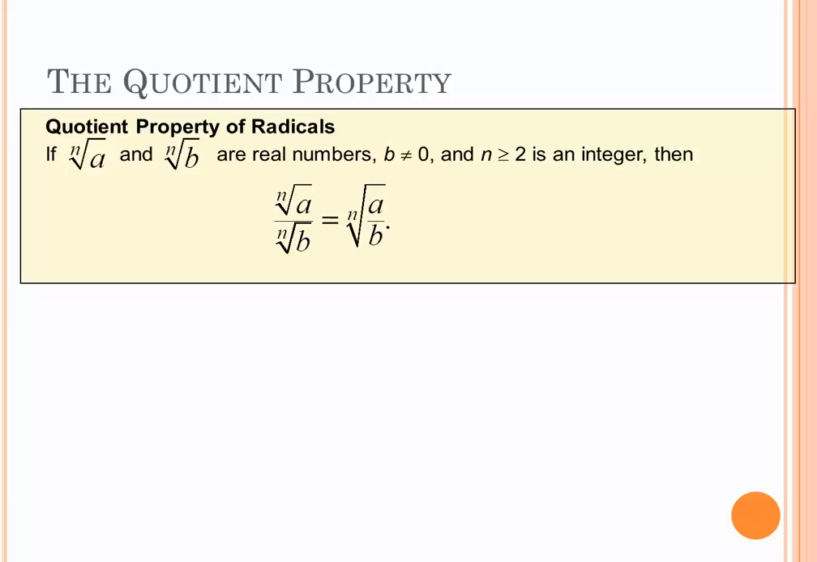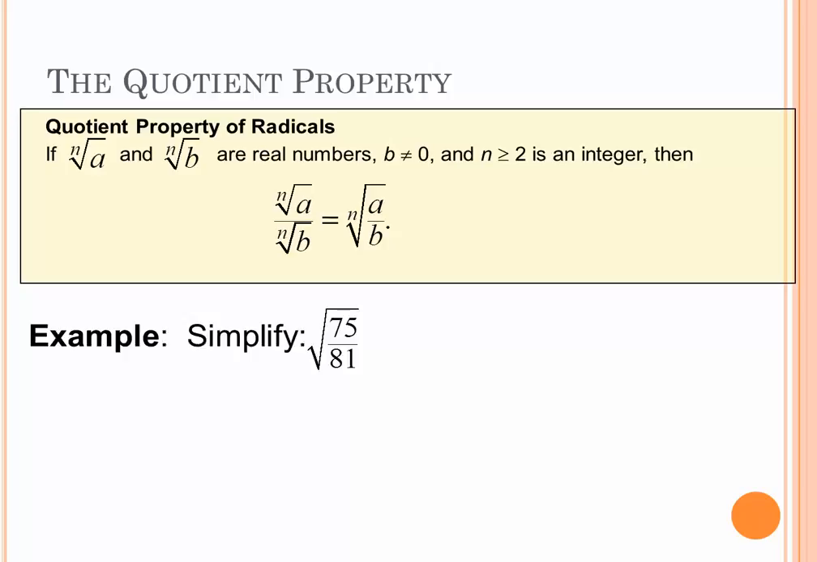The quotient property says that if the nth root of a and the nth root of b are real numbers, as long as b does not equal 0, and n is greater than or equal to 2, and is also an integer, then the nth root of a divided by the nth root of b could be combined underneath the same radical as the nth root of a divided by b.